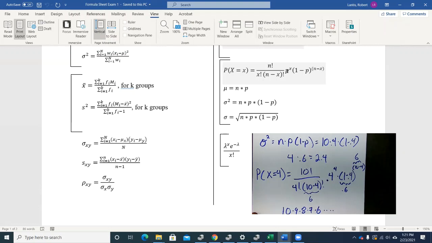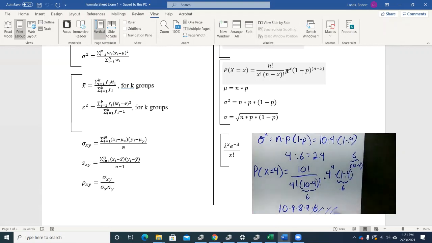Right, I'm just writing out what each one of those factorials would be. Everything past 6 here would cancel. So it's really 10 times 9 times 8 times 7 divided by 4 times 3 times 2 times 1.